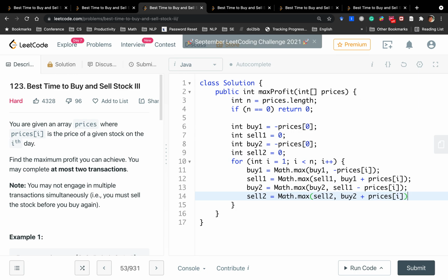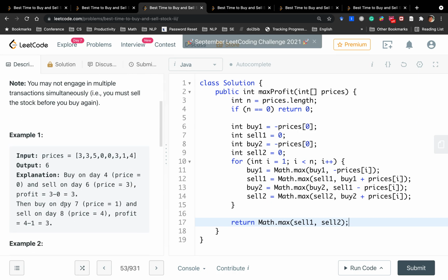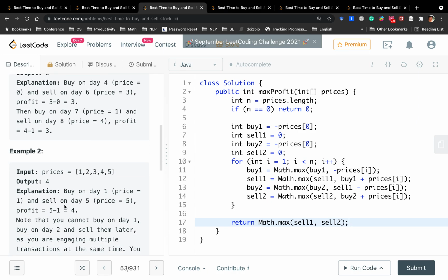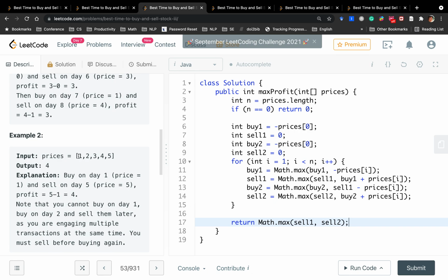So in the end, as we can make at most 2 transactions, we should return maximum of sell 1, sell 2. Do we have some cases where we don't need 1 transaction? I think this one, right? We buy on day 1 and sell on day 5. But anyway, at most, so we just choose the maximum from sell 1, sell 2. I think that should be fine.